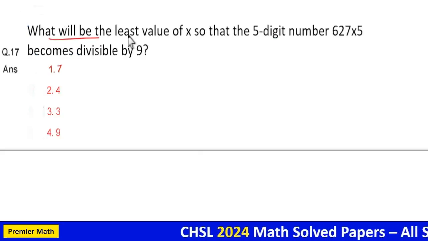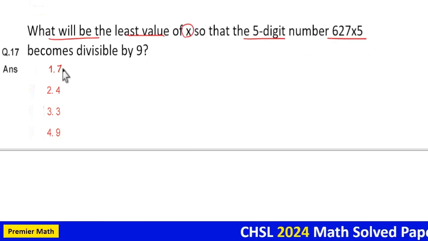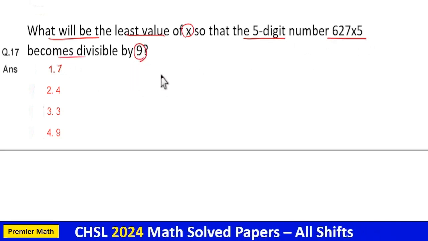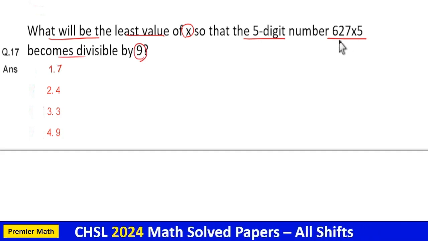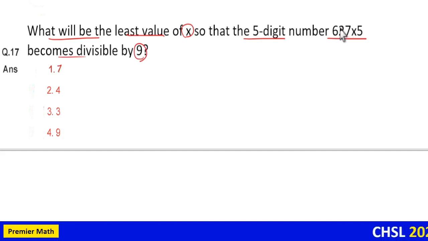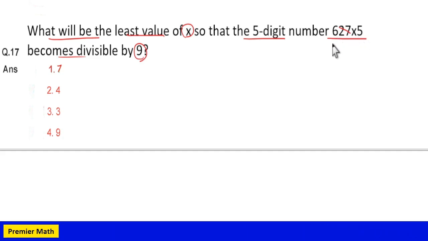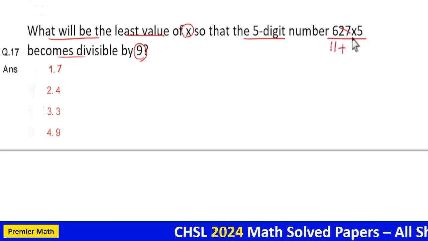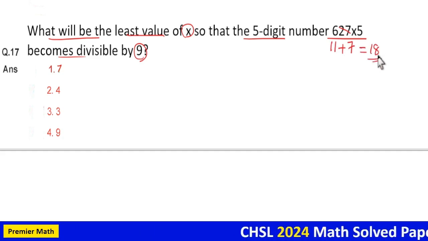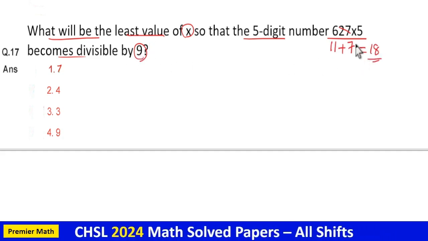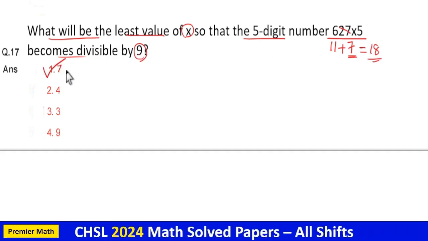What will be the least value of x so that 5-digit number 627x5 becomes divisible by 9? When a number is divisible by 9, its digit sum is divisible by 9. Now 7 plus 2 is 9. Next is 6 plus 5, which is 11. So if I add 7 to 11, it will become 18. Now 18 is divisible by 9. That is, here x is equal to 7. Option 1 is your answer.